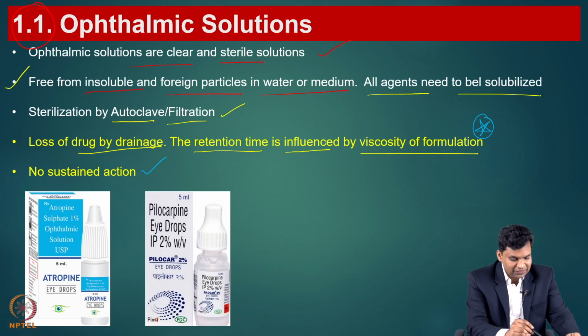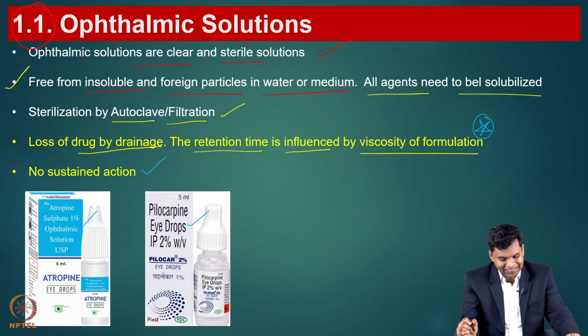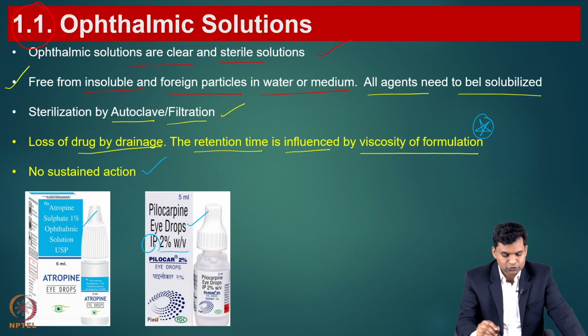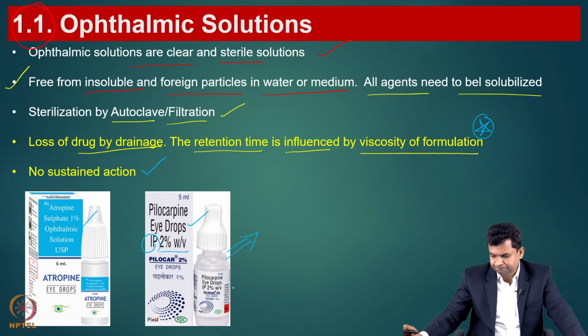These are some of the market products. Now you can see the atropine sulfate 1% ophthalmic solution and the pilocarpine eye drops, which as per the Indian Pharmacopoeia is 2% weight by volume. So this will be used for the treatment of glaucoma.